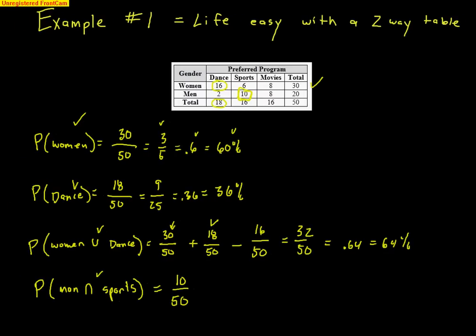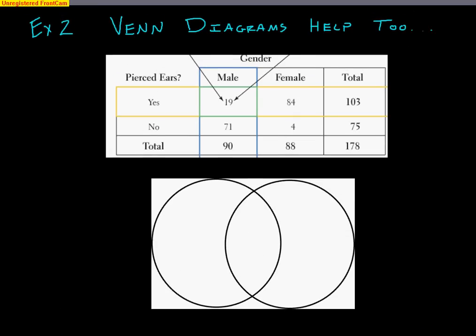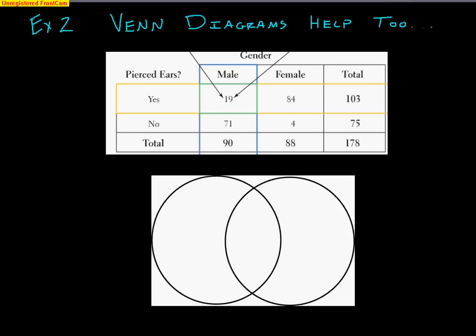So hopefully that makes a lot of sense. And let's move on to our next example here. Okay, Venn diagrams could also help make this formula with or probability really, really simple as well. Alright, so here's a two-way table that talks about males, females, and whether you have your ears pierced. So I'm going to make a Venn diagram here, and the left circle is going to be males. Okay, the right circle is going to be ears pierced.